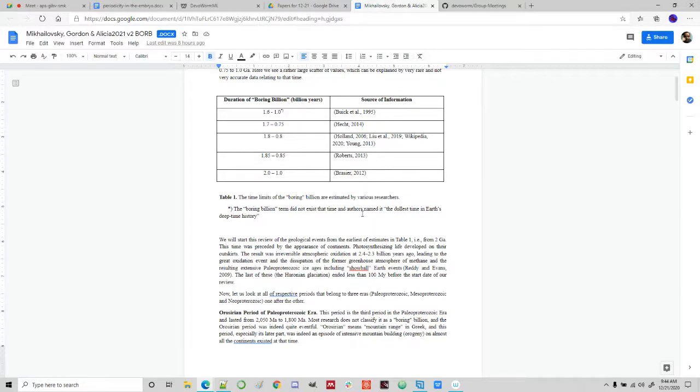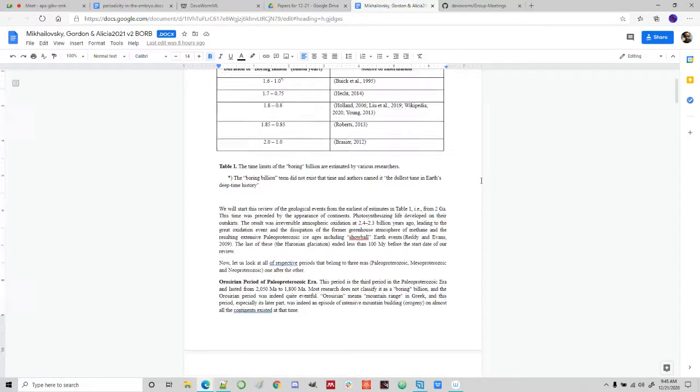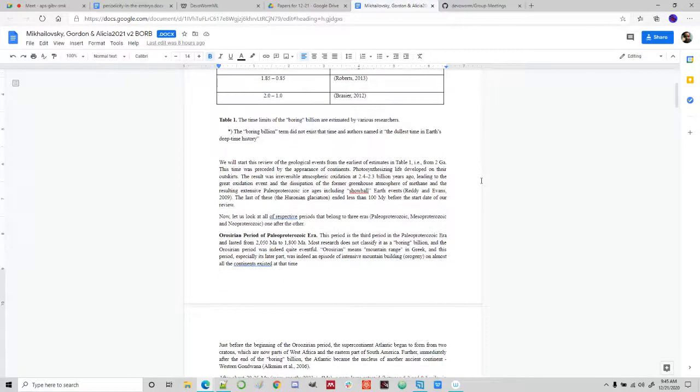I'm going to do some work on this where I'll match these dates up to a phylogeny, which is a tree of life, and try to see if we can define some of these dates on the tree and see what it looks like. But that's something I'm going to be doing over the holiday.